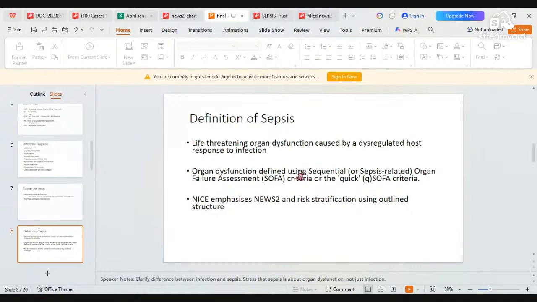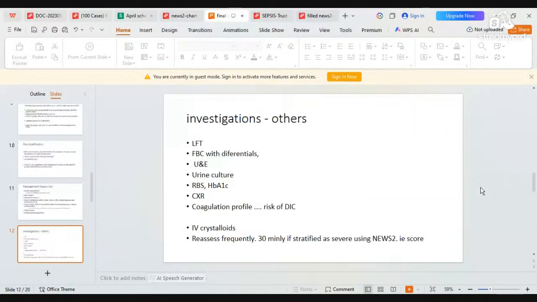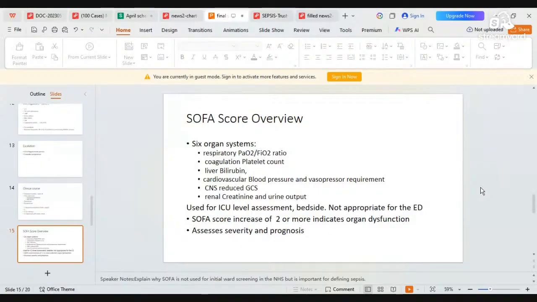Now, the SOFA criteria draws from a combination of six organ systems. Now, these systems are respiratory, coagulation, liver, cardiovascular, CNS, and renal. One, two, three, four, five, six. So these are the systems and basically the parameters you have to look out for.